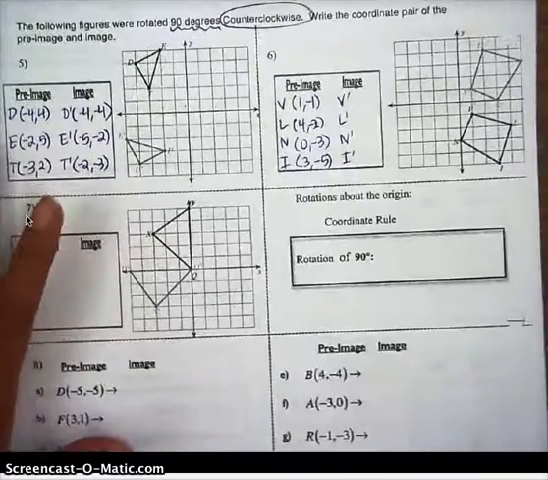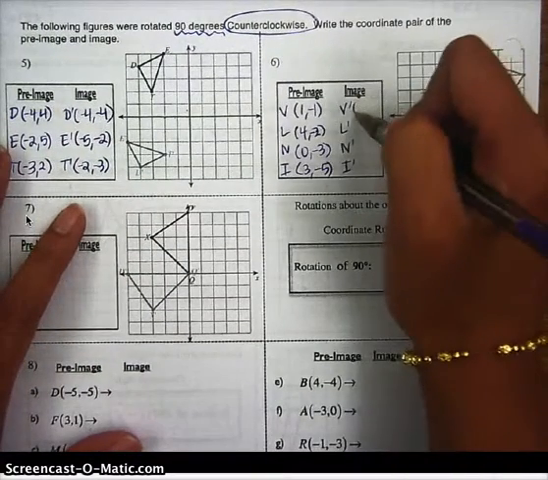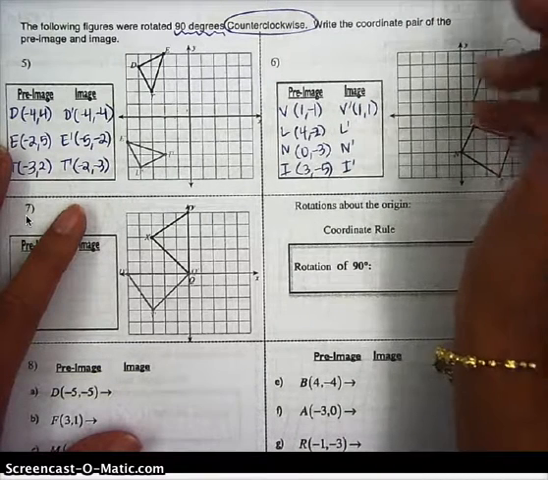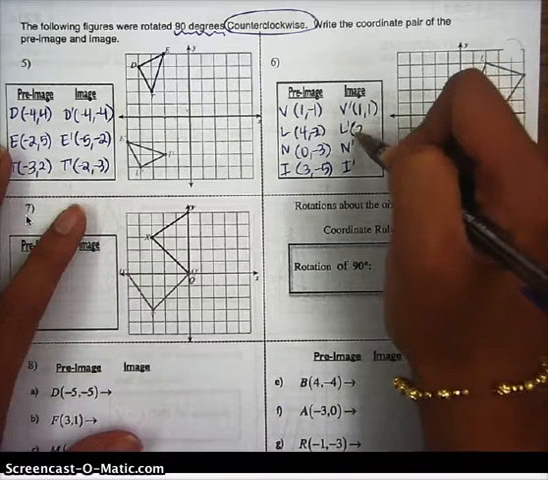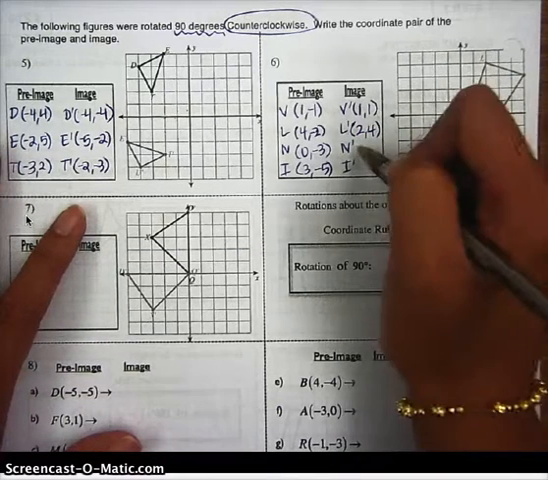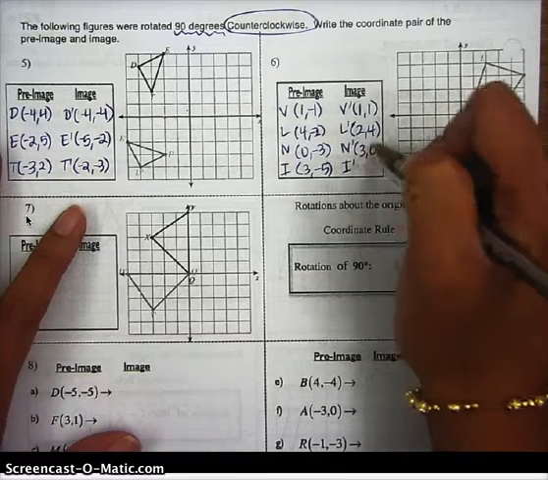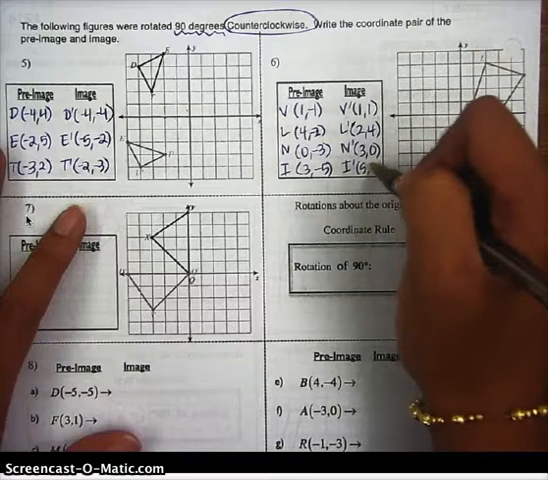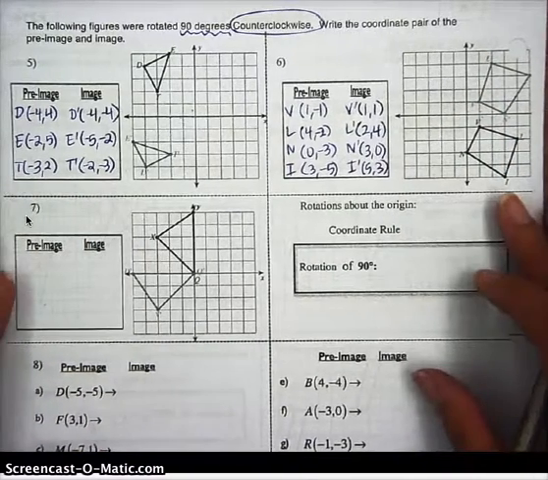So what did we get for V prime? Deja, what did you get? For V prime, I got 1, 1, 1. What did you get for L prime, Jose? For L prime, I got 2, 4. Good. And then N prime, what did you get, Steven? Perfect. And then I prime, what did you get, Ashley? I got 5. So are you starting to see the pattern now?